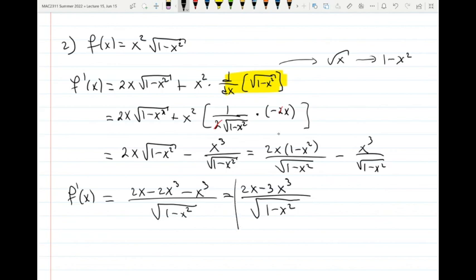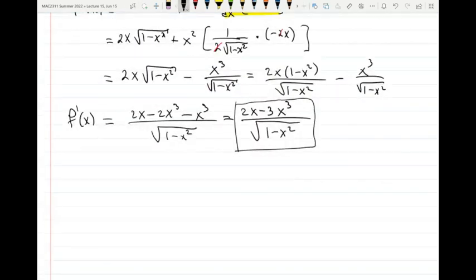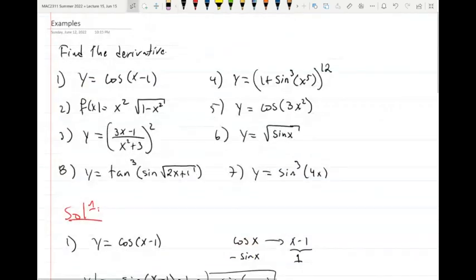All right. But yes, if you stop at this point, then that's okay. If the question is just find the derivative, that's fine. If I said find the derivative and simplify as much as possible, that's a different story. Questions? Okay, good. So that was number 2. Again, if you have questions, ask. All right. So that was number 3.